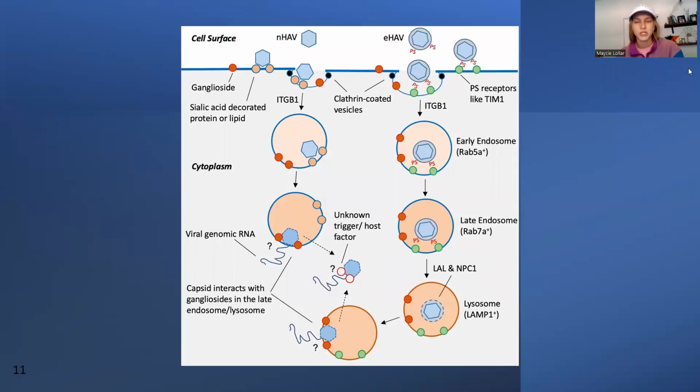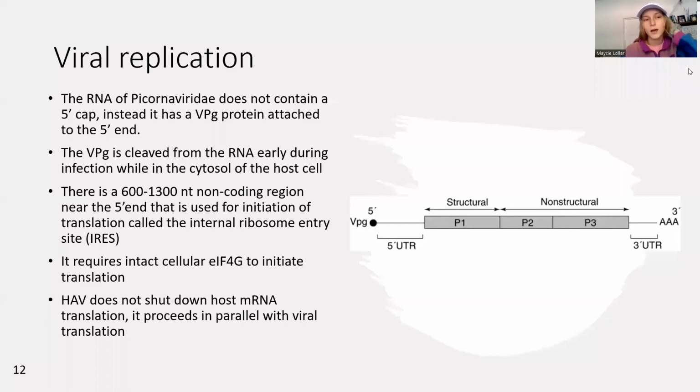So this is just a picture of all the steps, starting with the viral entry and then uncoating, replication, and then exiting. So moving on to replication of HAV.